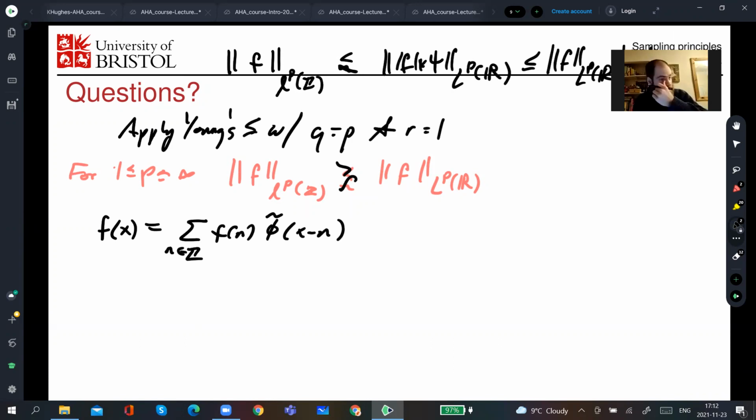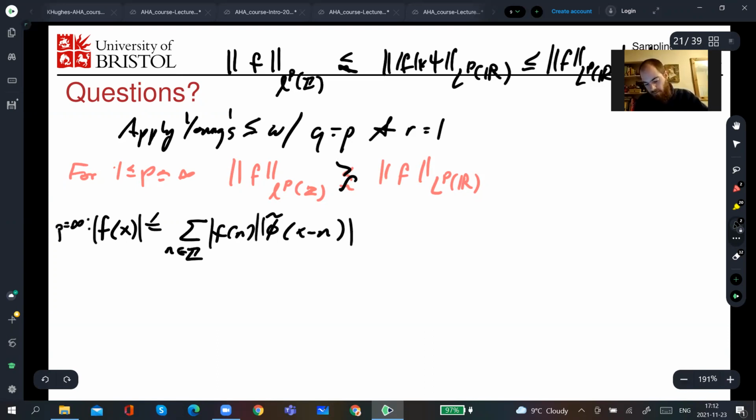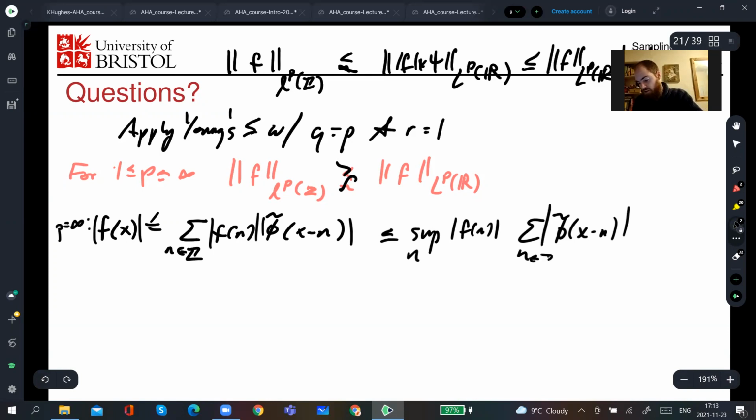Let's do p equals 1 and p equals infinity again, just like before. For p equals infinity, I just take absolute values, and then I apply the triangle inequality to get that this is less than or equal to the sup over n of |f of n|, times the sum of this over all the integers. And we've seen that that's a finite constant, once again depending only on phi. So that gives us p equals infinity.